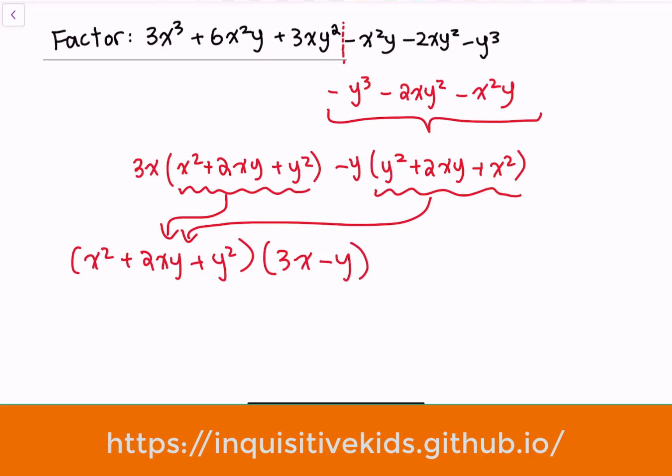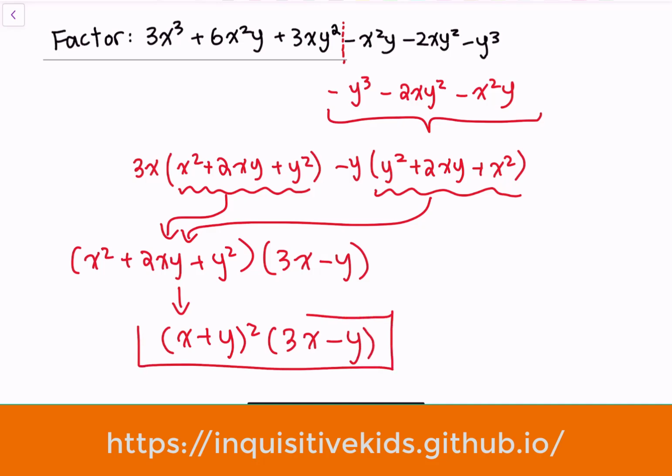No, not yet. This first trinomial is a quadratic that can be factored further. This is just equal to x plus y squared. It's the perfect square formula, times 3x minus y. And there we have it. We just factored a 6-term polynomial.